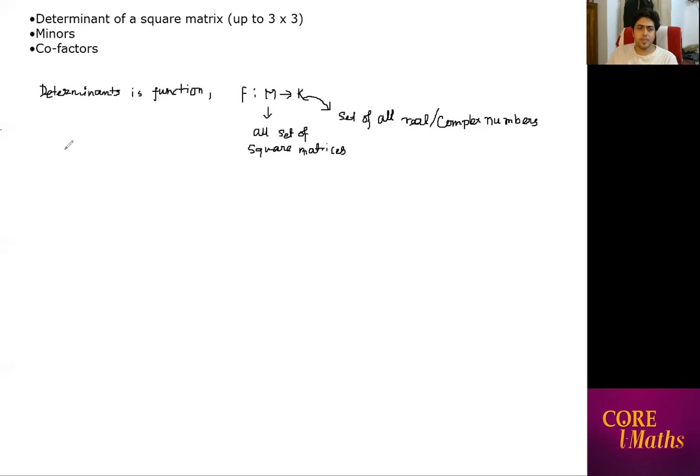So the order of the square matrix is possible 1 cross 1, 2 cross 2, 3 cross 3, and so on. But in our syllabus, up to 3 cross 3 square matrix is there, and we will find out the determinant value of the square matrix up to order 3 cross 3. So first, we'll start with 1 cross 1.